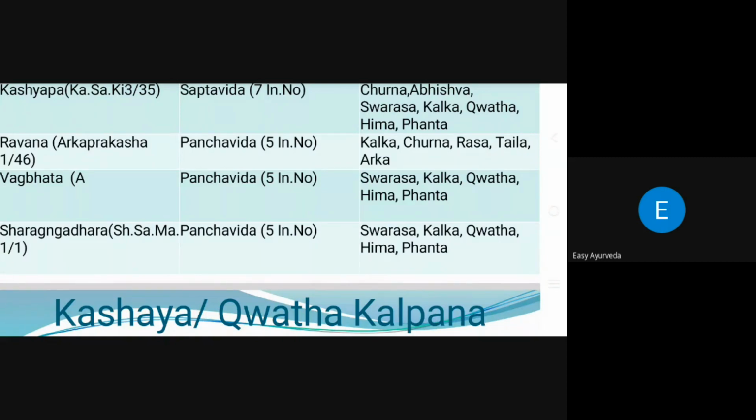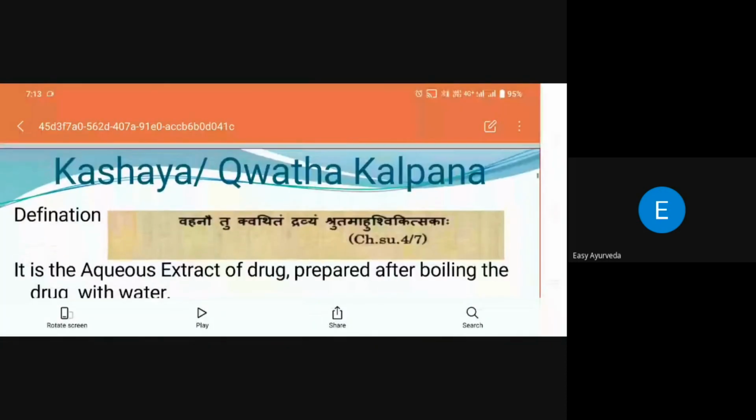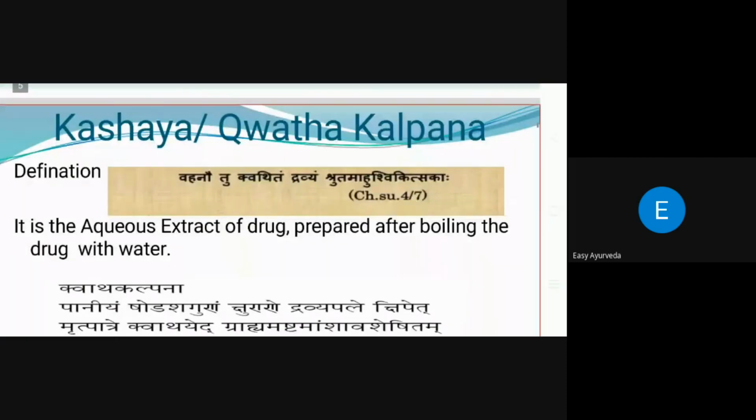Vagbhata also mentioned the same as Charaka, and Sharangadhara Samhita also mentions the same as Charaka Samhita itself: Swarasa, Kalka, Kwatha, Hima, and Phanta. This is the basic classification of Panchavidha Upakalpanas according to different authors. Now, today's topic we are going to see here is Kashaya or Kwatha Kalpana. The basic definition of the words Kashaya and Kwatha has been taken from Charaka Samhita.